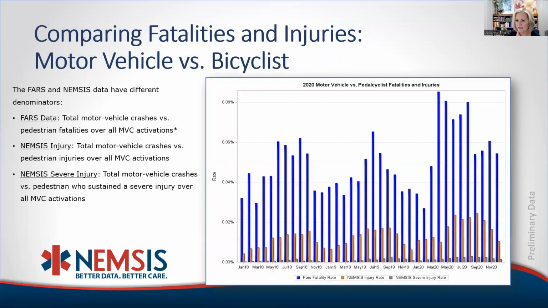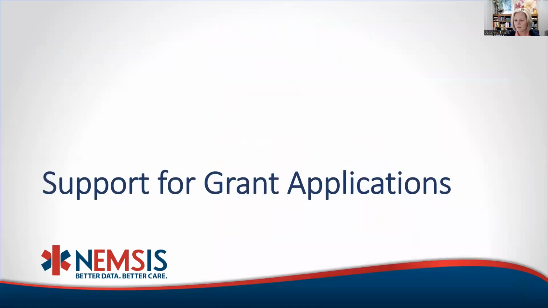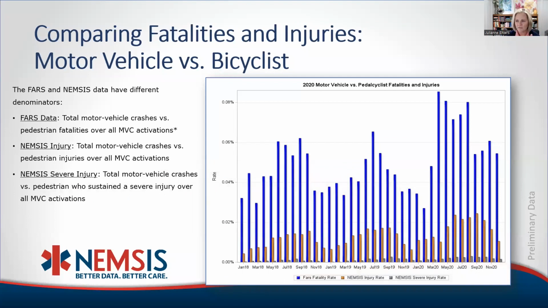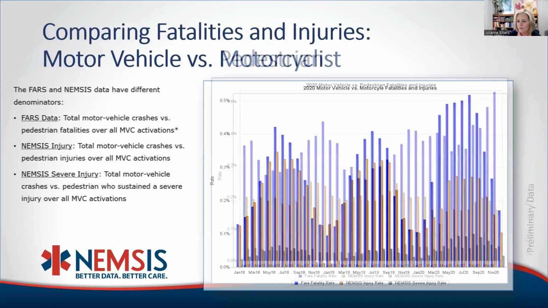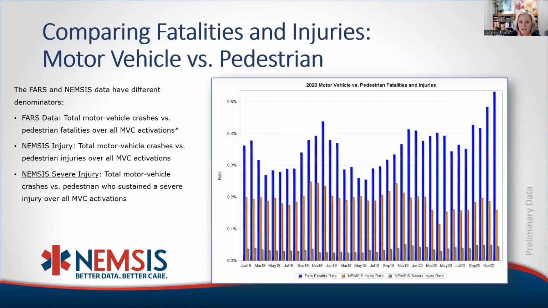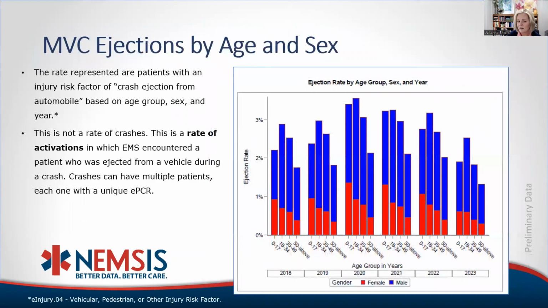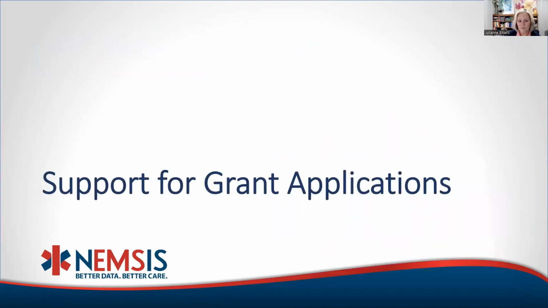Okay, we've got three of those, comparing the fatality trends and the injury trends. One of them's MVC versus bicycle. Let's see, the one before that was motorcycle, and then pedestrian. All right, let's come back to where I want to be.